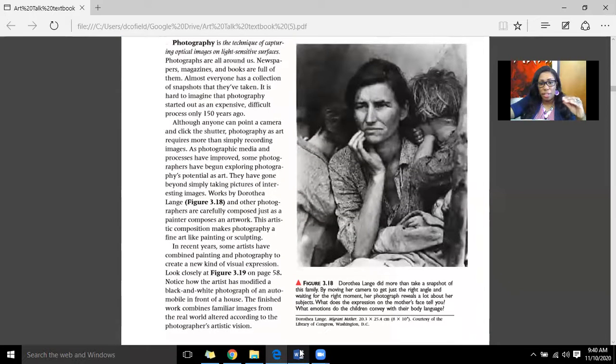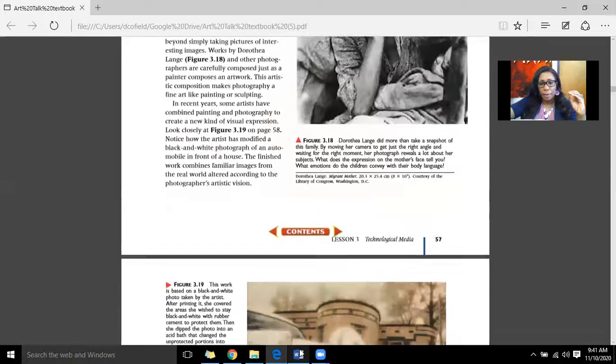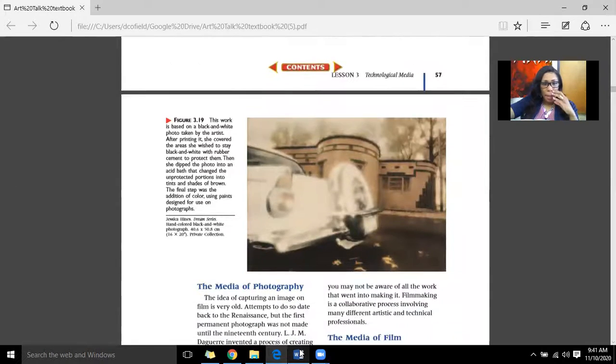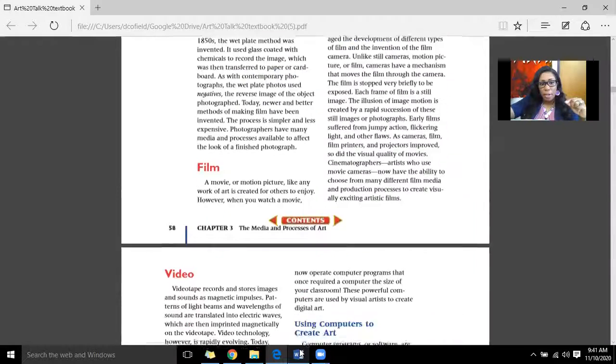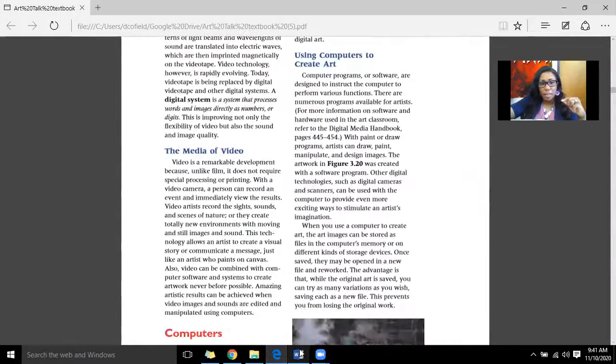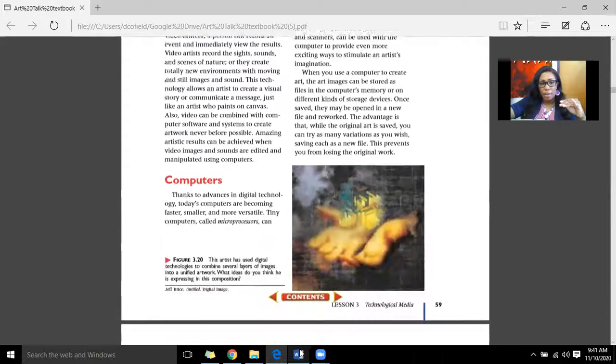This is Dorothea Lange, this piece that you see here. You can see it's really sad. This was done in the 1930s during the time of the Great Depression and all those things that were going on during that time. You can see there, very sad work. Then it goes on about different media processes, film, video, and digital system, which is a system that processes words and images directly as numbers or digits. So those are some vocabulary terms.